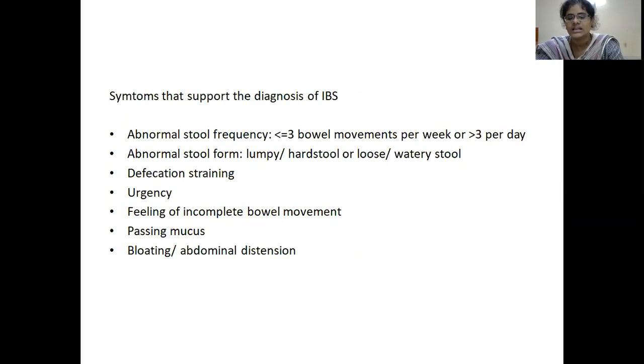The other one is defecation straining, and the patient will be having a sense of incomplete evacuation. Urgency will be there. Feeling of incomplete bowel movement. Passing mucus will be there. Bloating or abdominal distension. These are the other symptoms which help support the diagnosis of IBS.